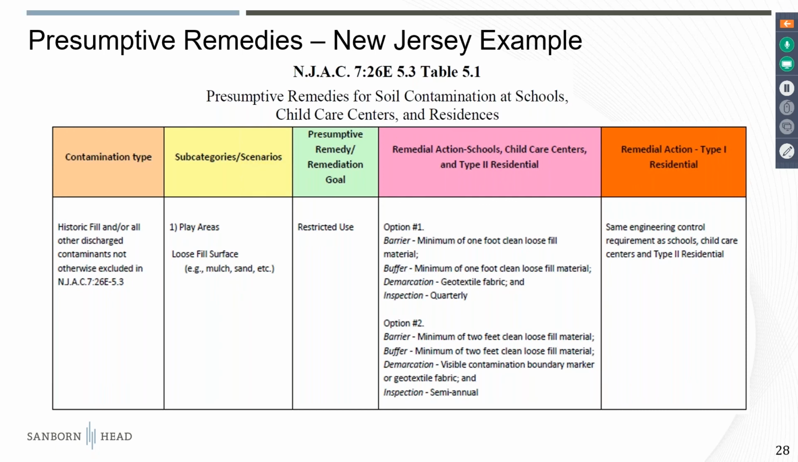And it's very prescriptive. It gives you two options for addressing historic or contaminated fill in these types of settings with the usual types of barriers and demarcations. So if your site's in this type of situation, this can easily streamline your FS, and you're basically narrowing down very quickly to what your approach is going to be.